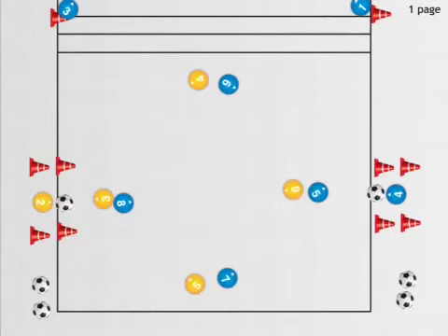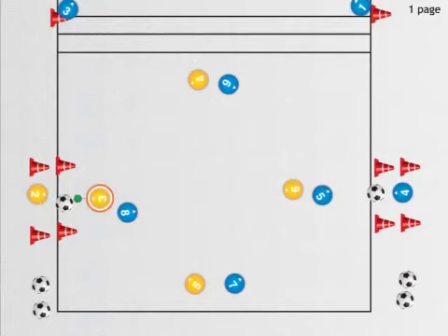The next session that we'll be doing, then moving on to when we've got them all being good at that, is a little 4v4, internal 4v4 with goalkeepers on the outside. So you have the blues here 4, 5, 6, 7 and 8 playing against the yellows 2, 3, 4, 5 and 6.